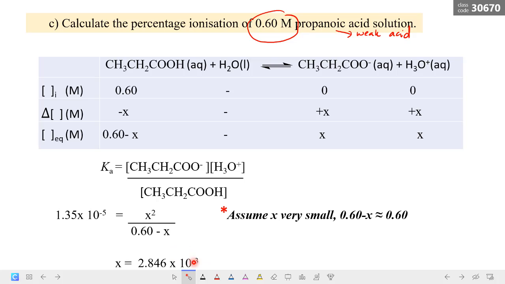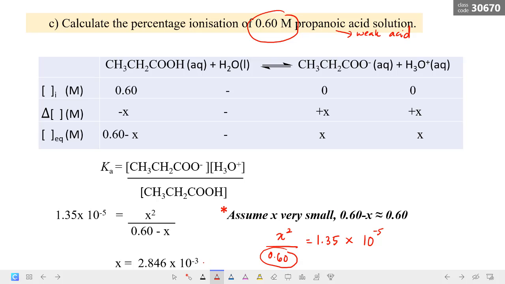Alright, okay, you selesaikan, maksudnya you akan dapat nilai X adalah 2.846 times 10 to the power of negative 3. Maksudnya kalau kita selesaikan kat sini, okay, X squared divide by 0.60 equals 1.35 times 10 to the power of negative 5. So, selepas kita assume, nampak tak kat bawah ni kita abaikan minus X tu.